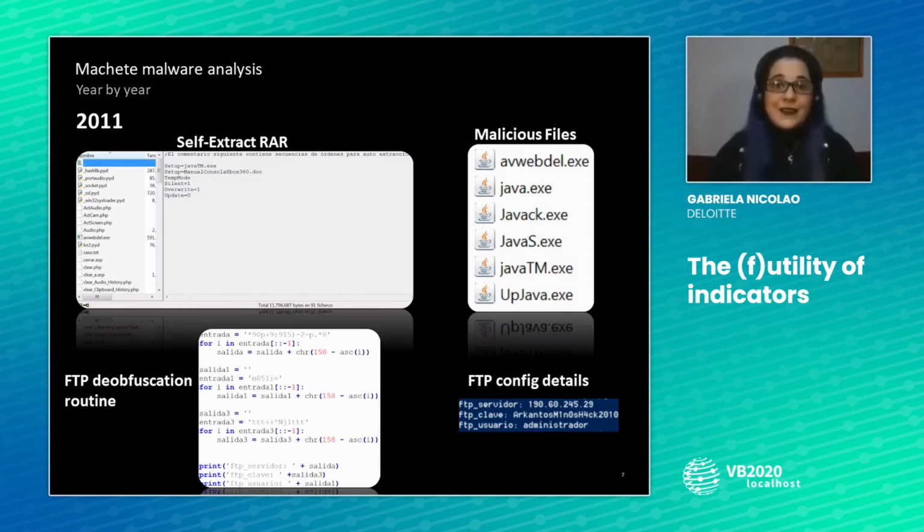In 2011, they used self-extract RAR files, which were programmed to show the decoy file and at the same time run the malicious file that used Java-related files and icons. And it's interesting to note that they used the Java-related file names because of the Java file found in 2010.